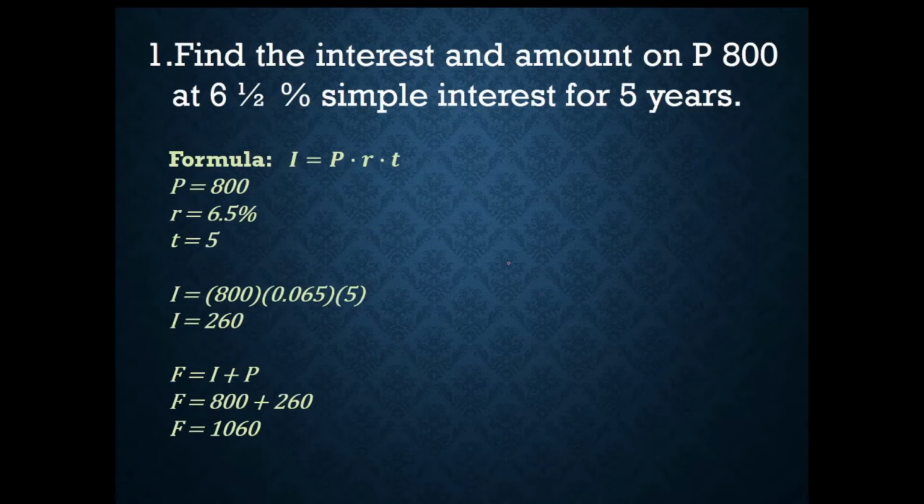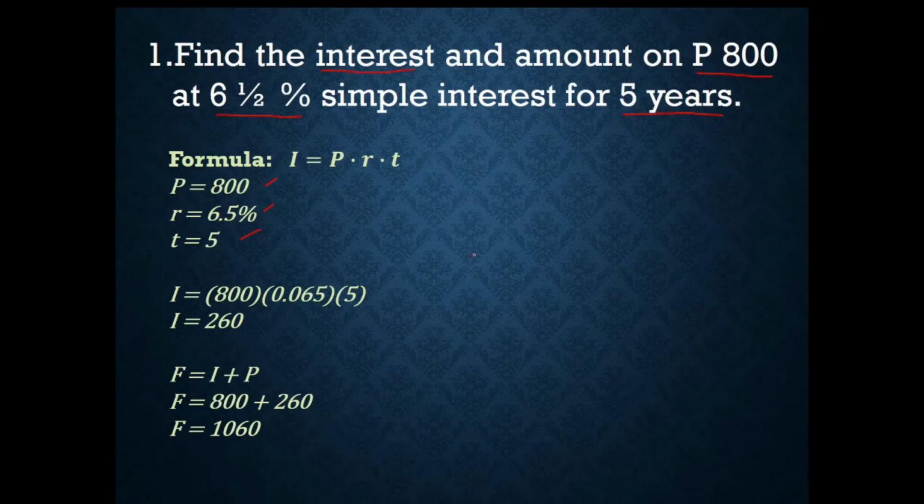Okay, so let us now go through a word problem involving simple interest. For that, let's have number 1. Find the interest and amount on 800 pesos at 6.5% simple interest for 5 years. For the given values, we have P, which is 800, that's the principal. 6.5% would be the rate of interest, and the term is 5 years. So we have that listed there, and we could now substitute those values to find the interest. So the interest will be equal to 260 pesos.